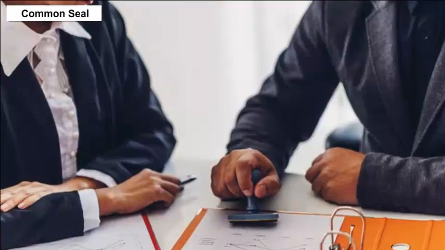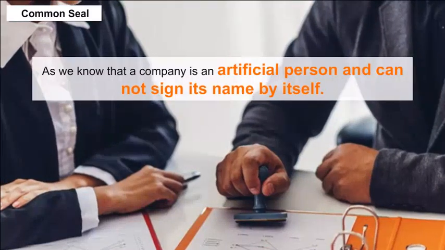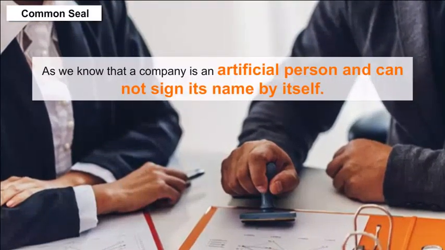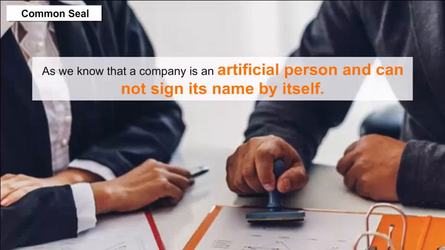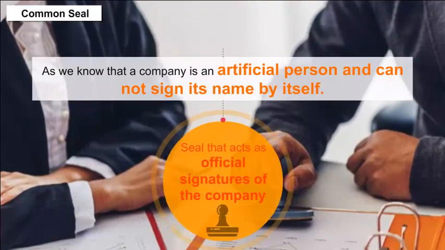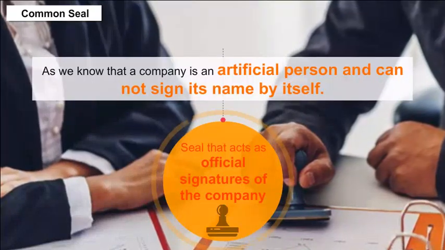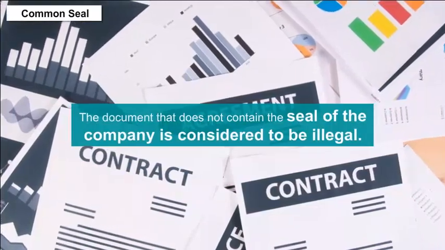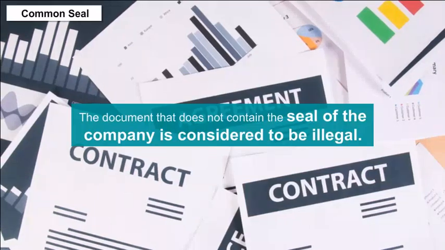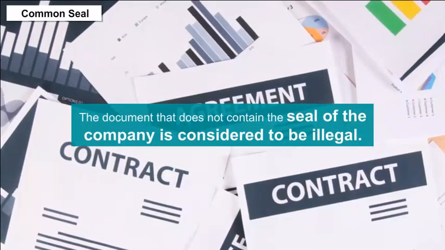Common seal. As we know that a company is an artificial person and cannot sign its name by itself. So, we need to have a seal that acts as the official signature of the company. A document that does not contain the seal of the company is considered to be illegal.